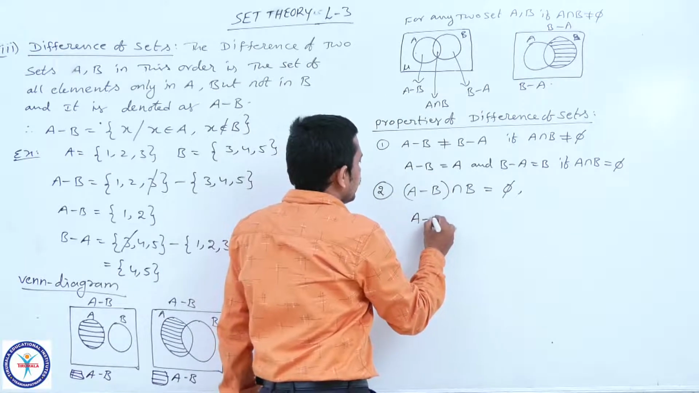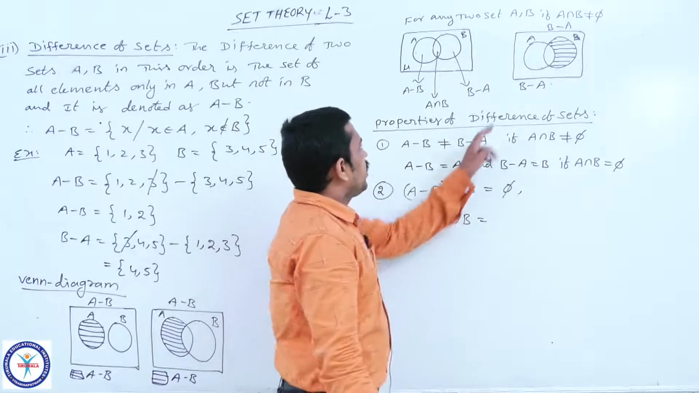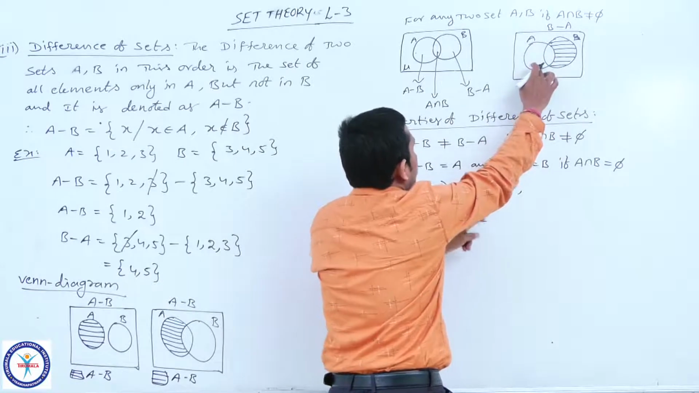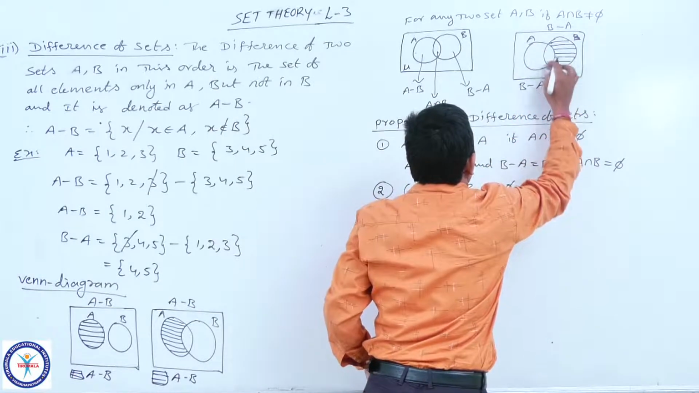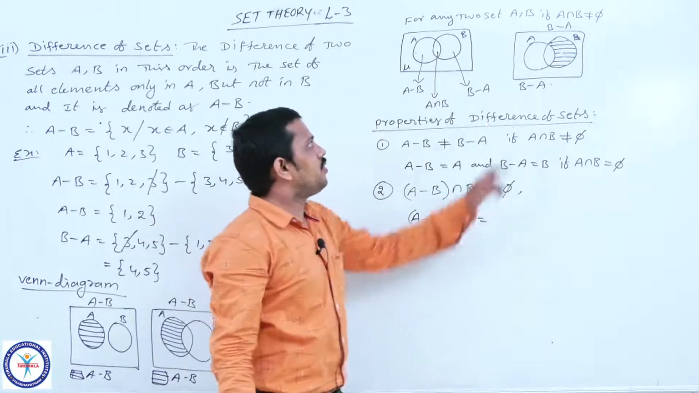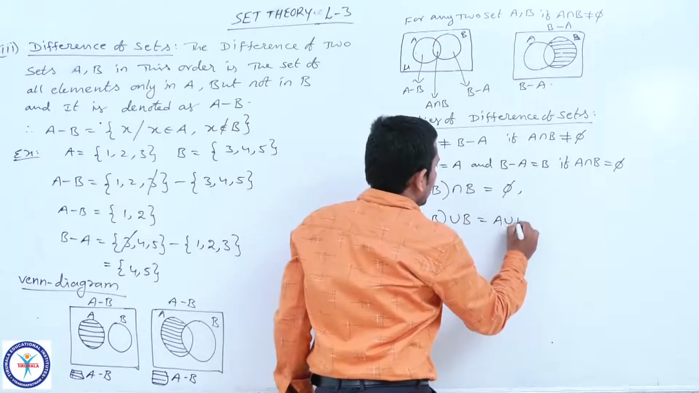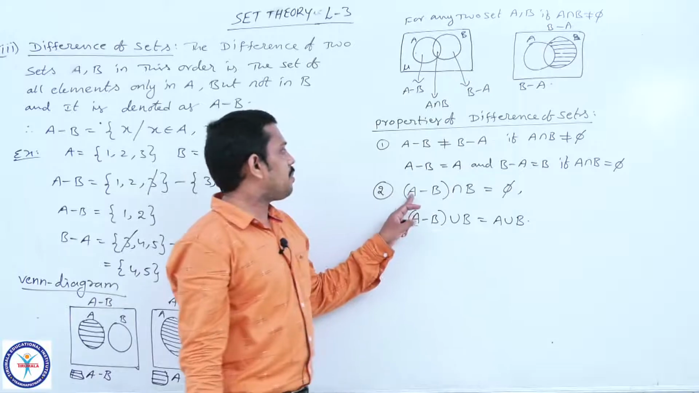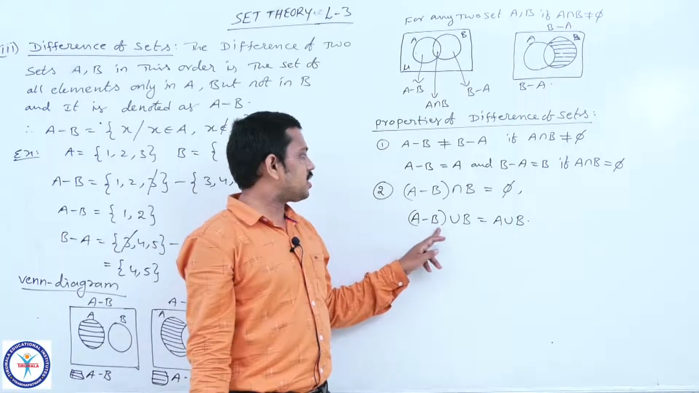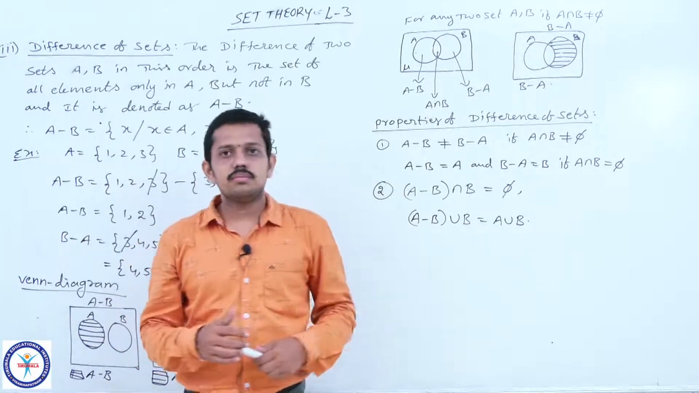And what is A minus B union B? A minus B means this region. Union B, by adding this region again, we get A union B. So A minus B intersection B is equal to the null set, and A minus B union B is equal to A union B.